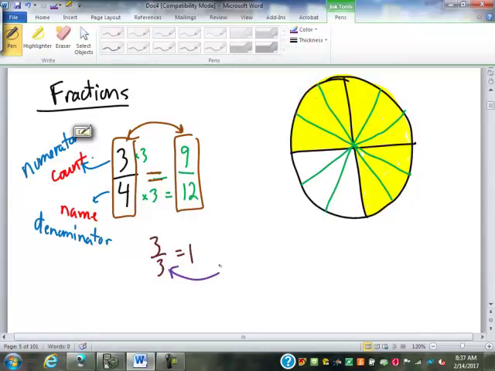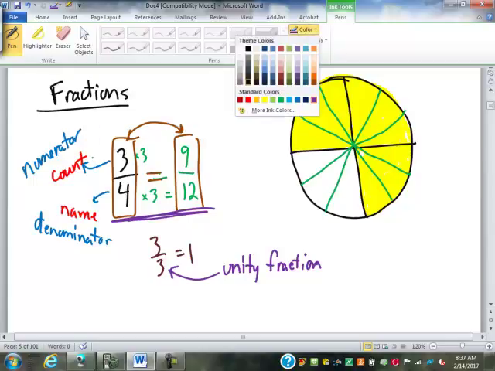This is what we call a unity fraction. It's an alternative way of expressing a value of 1. And it's used, like we saw right up here, to change the appearance of a number, but not its value. And when we do measurement conversions, we're going to use those unity fractions to convert measurements a lot.